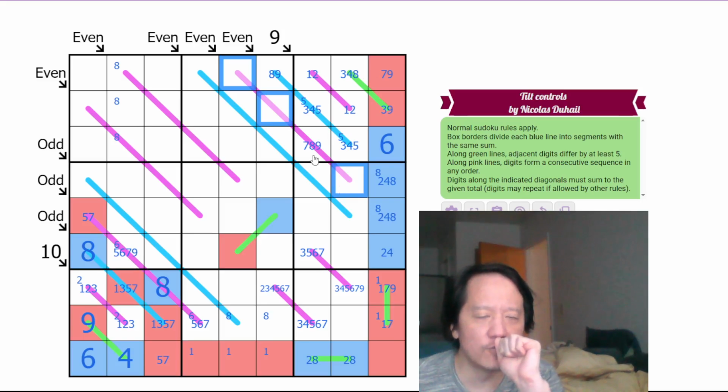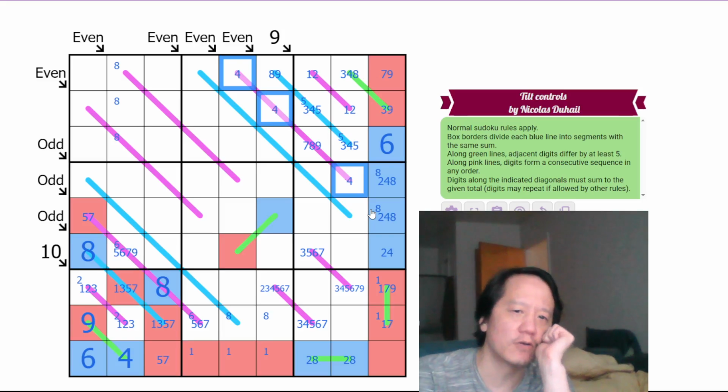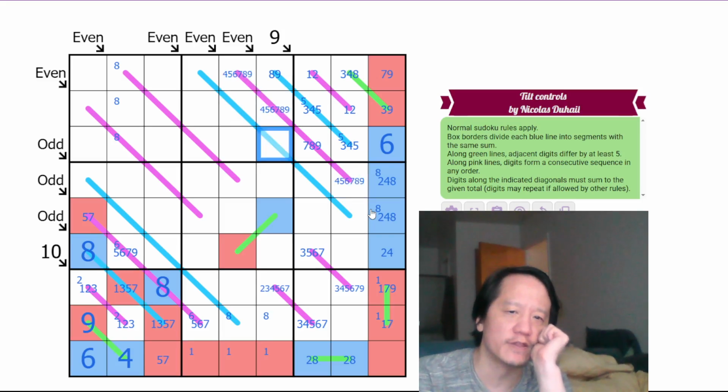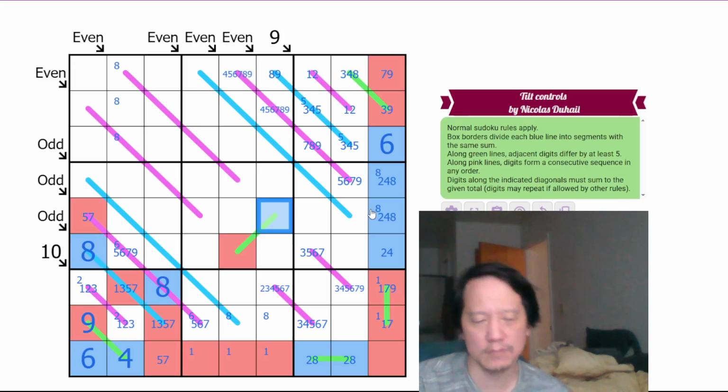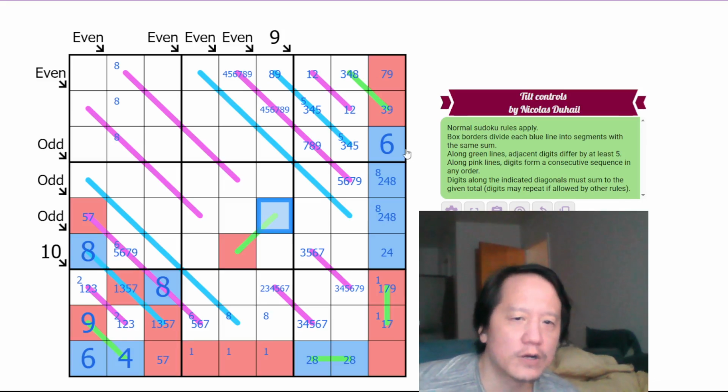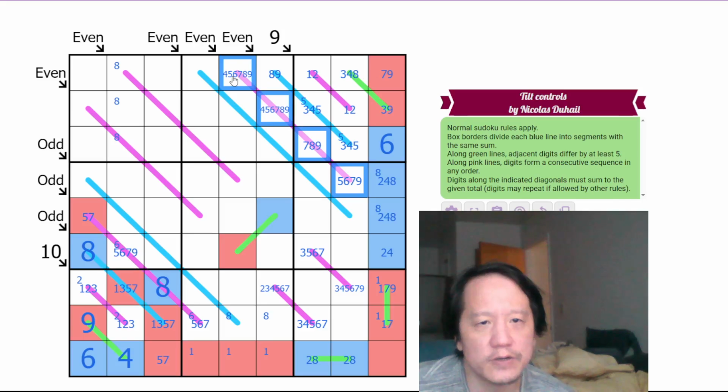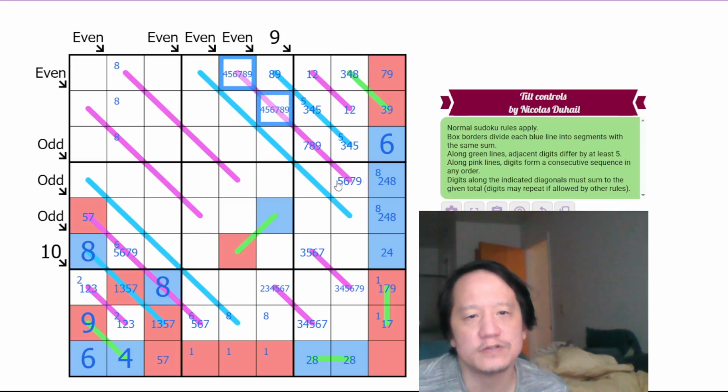It can be 4 through 7 or higher. So we have 4 through 9 there. This can't be 4 or 8 because of a 2, 4, 8 triplet in the box. We are guaranteed that a 7 is here, and we're guaranteed a 6 is one of these digits.